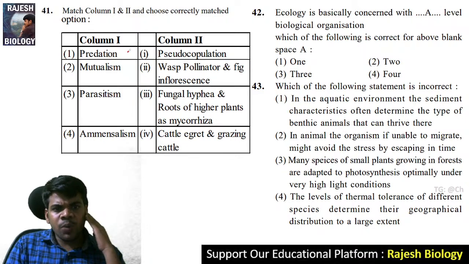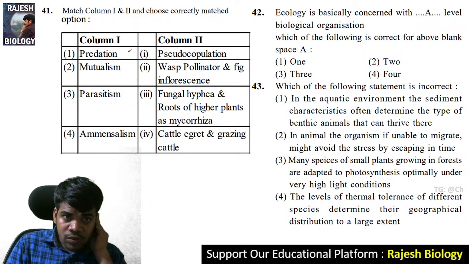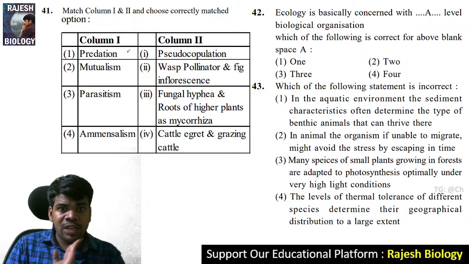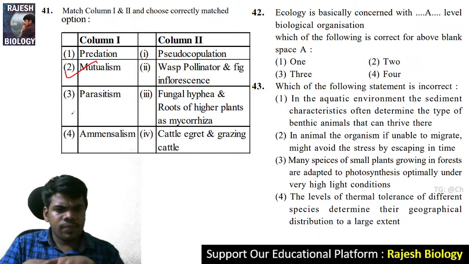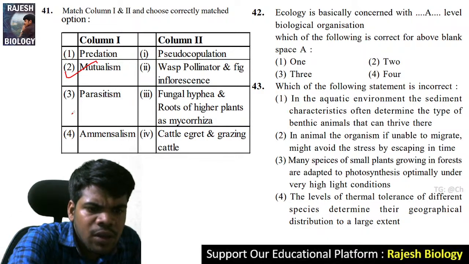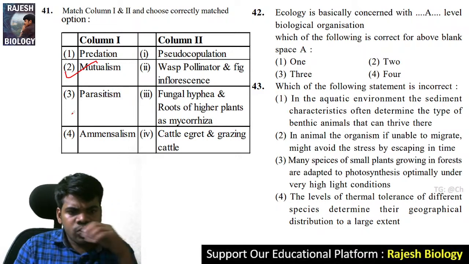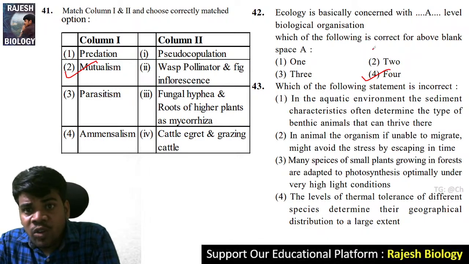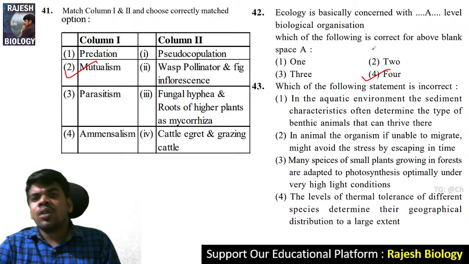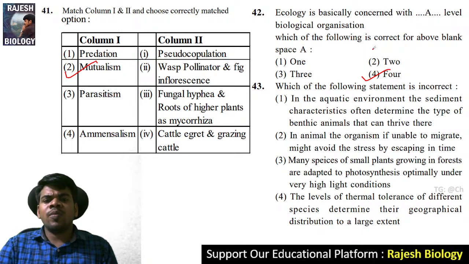Choose the correctly matched option. Predation is not pseudocopulation. Parasitism is fungal hypo. No, it is, yes, 40 is 1. 41 is 2. Wasp pollinator and fig inflorescence. Okay, come to the 42. Chandrika says the answer for the 42. Yes, right. Ecology is basically concerned with four levels of biological organization. Okay, which of the following is correct above the blank? 4.